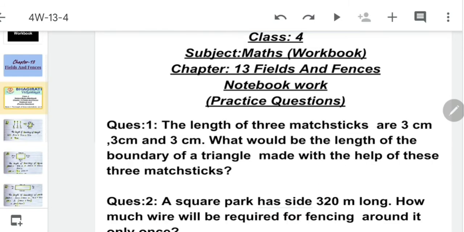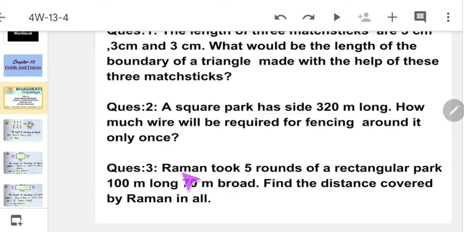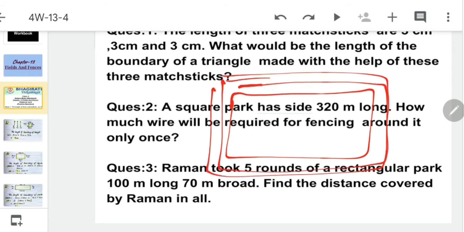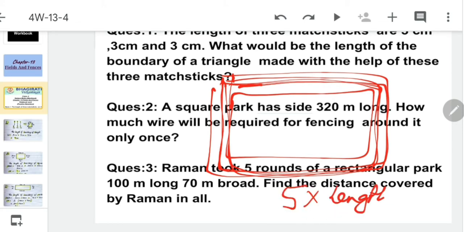Now let's see the third question. The question is, Raman took 5 rounds of a rectangular park. Suppose this is that rectangular park and Raman takes 5 rounds. 1 round, then 2 rounds, then 3, then 4, then 5. It means we have to multiply 5 with the length of its boundary. Okay.